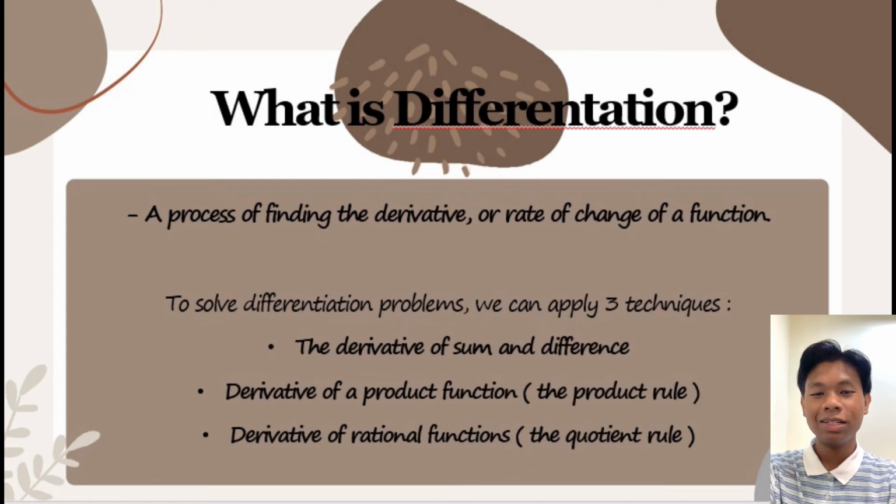So what is differentiation? Differentiation is a process of finding the derivative or rate of change of a function. There are three techniques to solve differentiation problems, which are the derivative of sum and difference, derivative of a product function, which is the product rule, and also derivative of rational functions, which is the quotient rule.